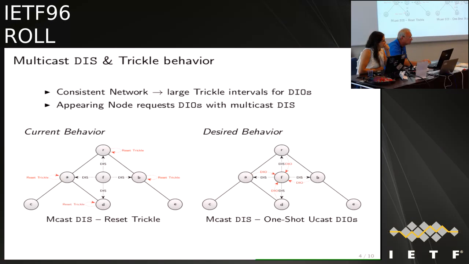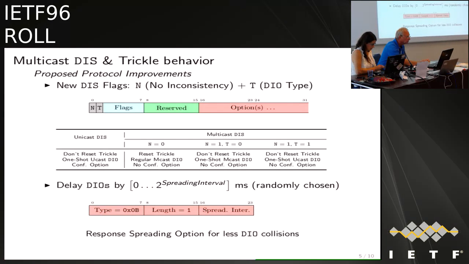So this is our current behavior. What is actually desired is that we receive unicast DIOs instead of multicast DIOs, directed to the node that wants to join the DODAG, like displayed here.